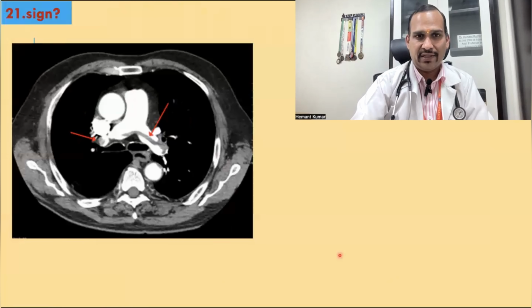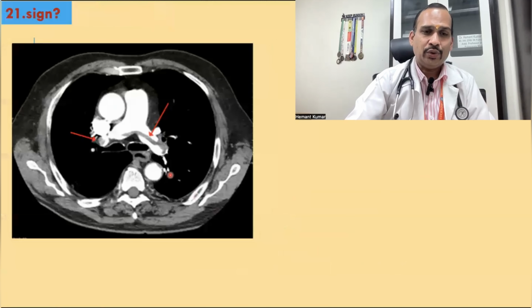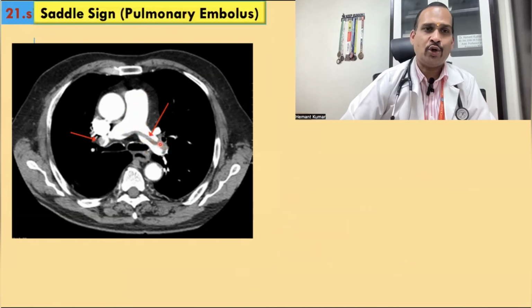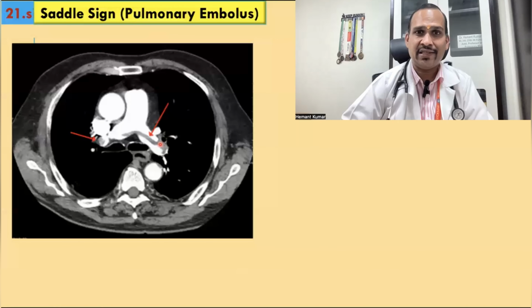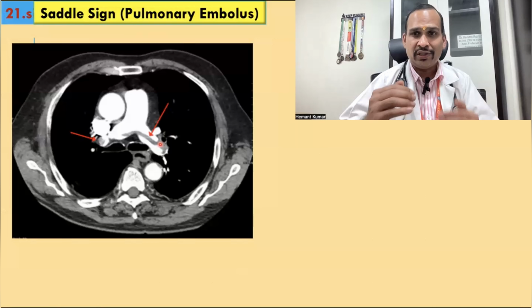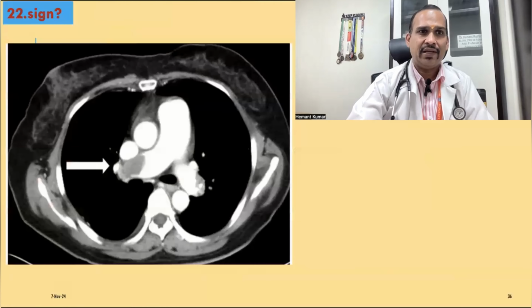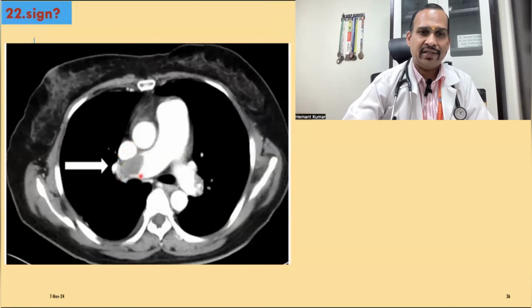Now the 21st sign. You can see this is the pulmonary artery, and you can see this is some black opacity. This is called saddle sign. This is classically seen in pulmonary embolism. There is partial obstruction because of pulmonary embolism. This is saddle sign.